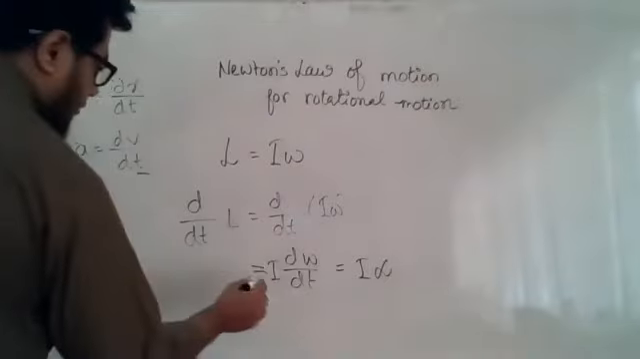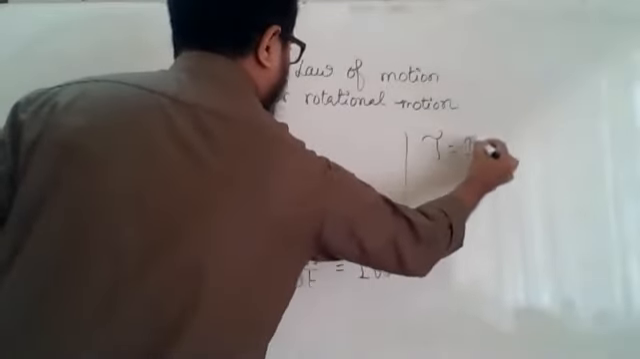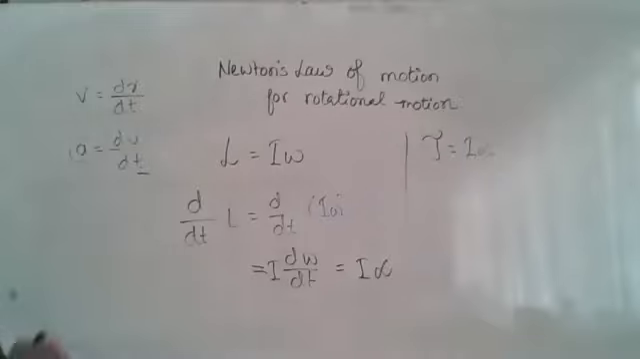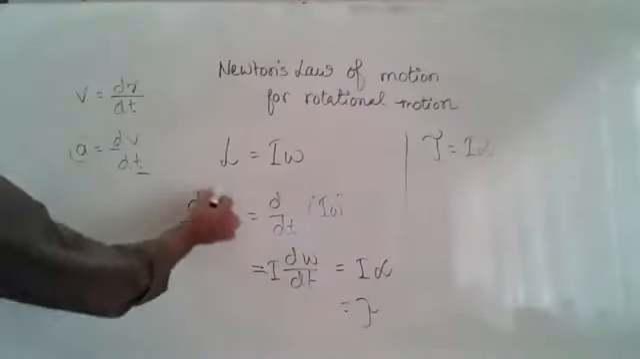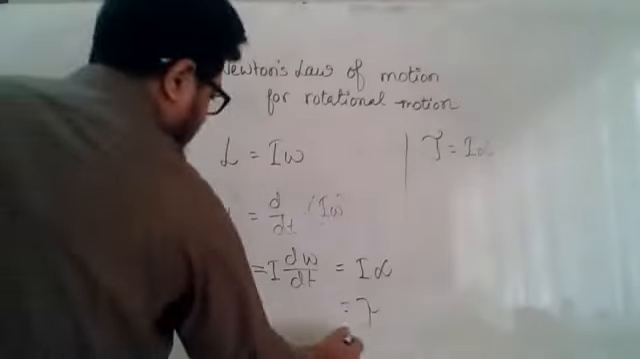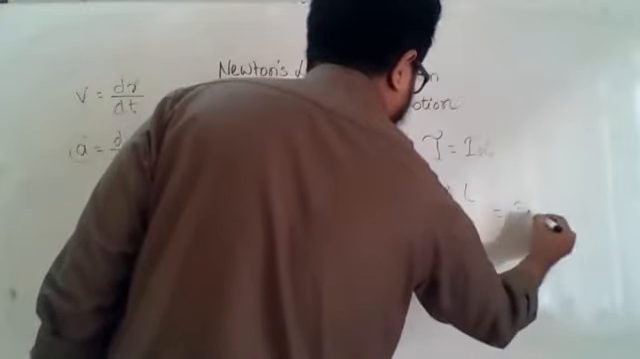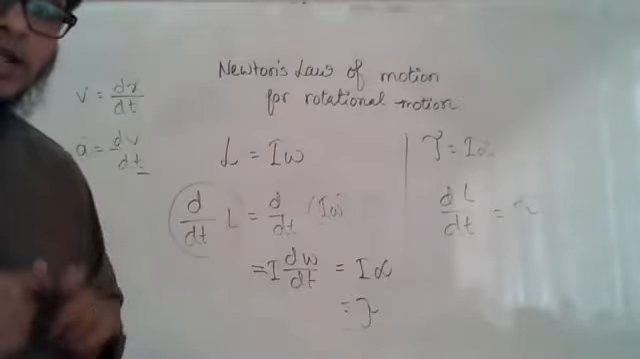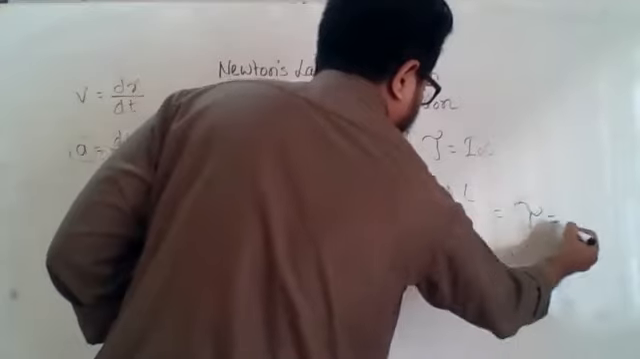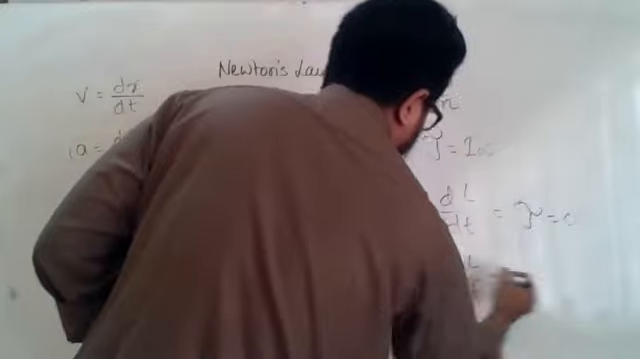No, sir. So, in the last class, we also discussed that tau is equal to I alpha. So, can I replace it by tau? If I replace tau here, then we get dL/dt is equal to tau. dL/dt is equal to tau. Now, from the law, we are saying that the net torque applied is 0. So if the torque here is equal to 0, then we can write dL/dt is equal to 0.